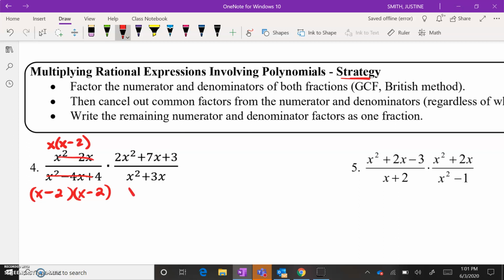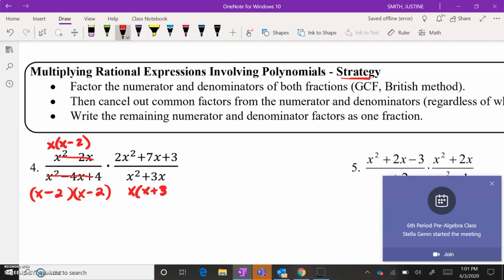Over here, I'm going to take out an x to get x plus 3. And on the top here, I can't take out a GCF, and I have this coefficient, so it looks like it's going to be a tricky trinomial.